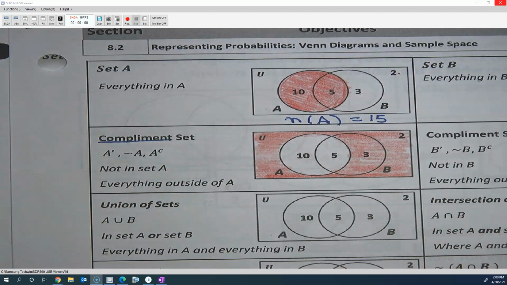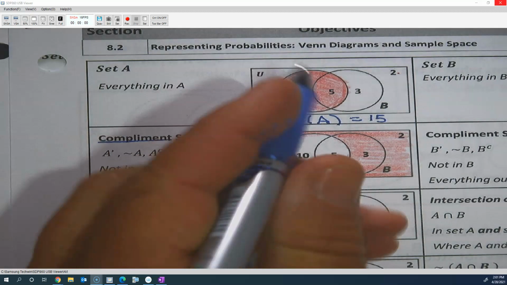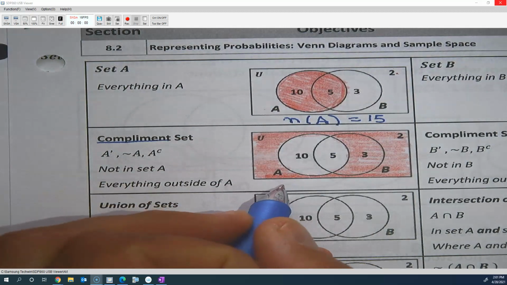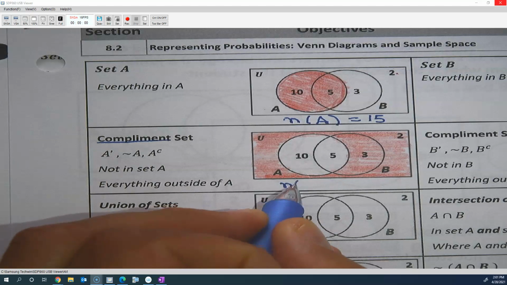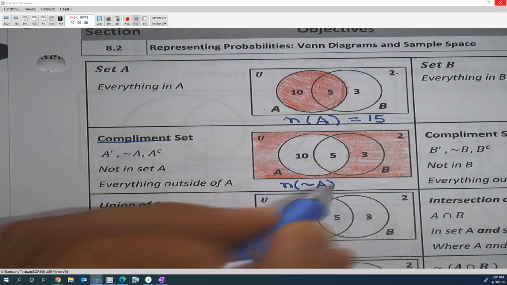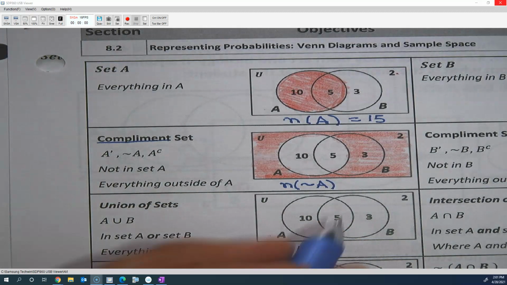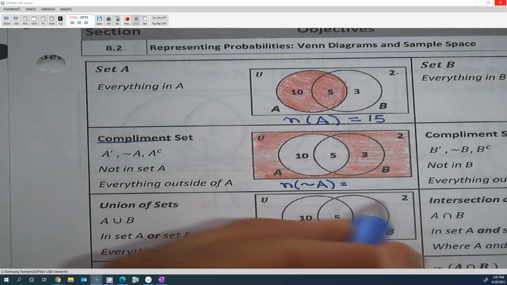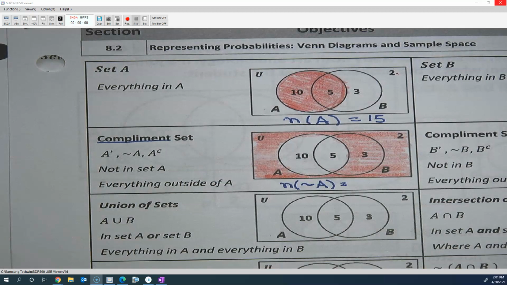And if we wanted to know how many homes are not in A, the number not in A would be 3 and 2.